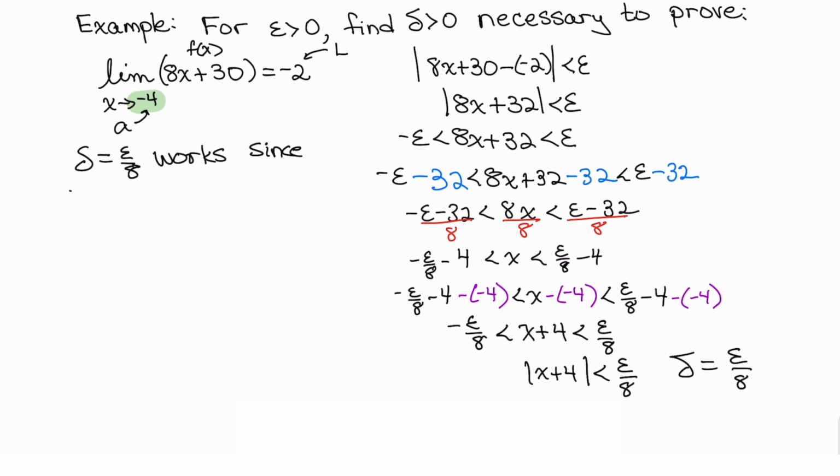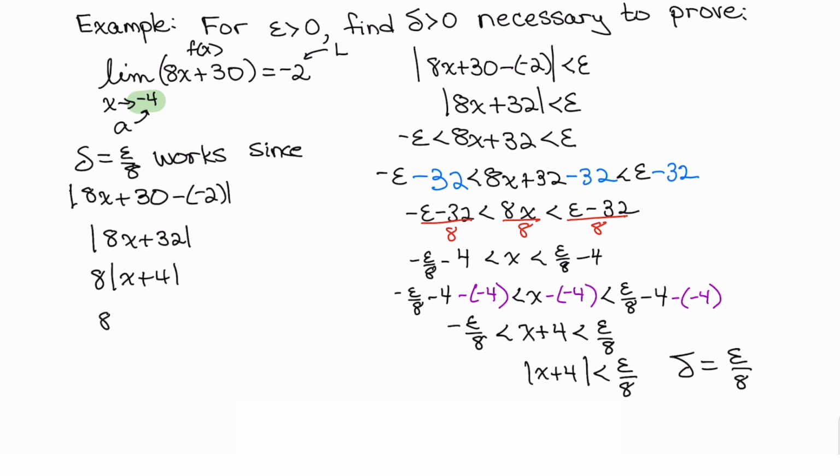The absolute value of 8x plus 30 minus a negative 2. Well, that's equal to the absolute value of 8x plus 32. And here a common factor of 8 can be factored out of the absolute value. So that's 8 times the absolute value of x plus 4. But the absolute value of x plus 4 is less than epsilon over 8 because it's less than delta, and delta is epsilon over 8.